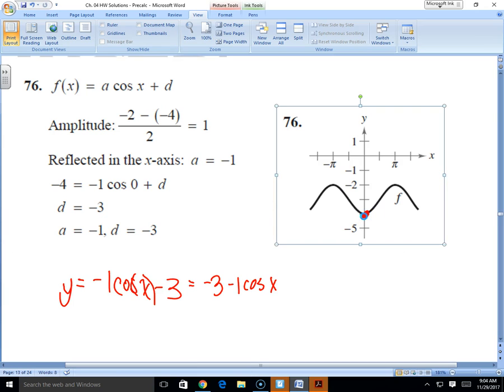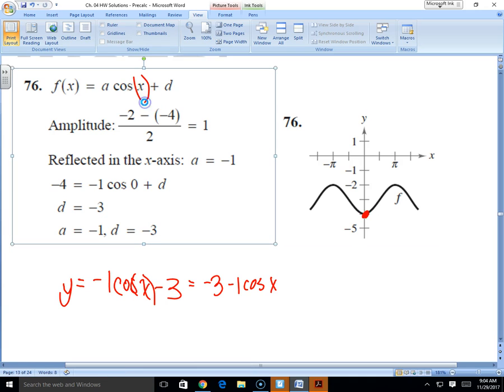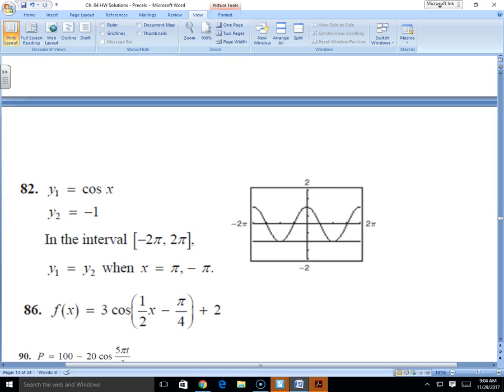And guys, where does cosine normally start? On the top. So it's been reflected. It's starting on the top. There was no horizontal shift, because this -3 was on the outside. It wasn't on the inside. D is on the outside. Just x is on the inside. So I had to start at the bottom. Yeah, I had to flip it.